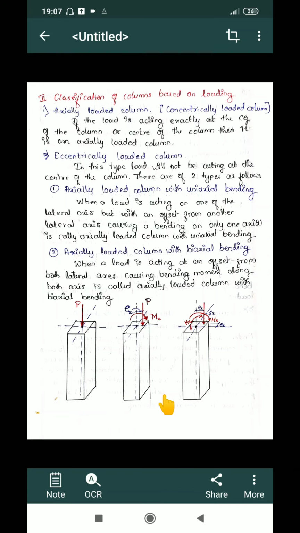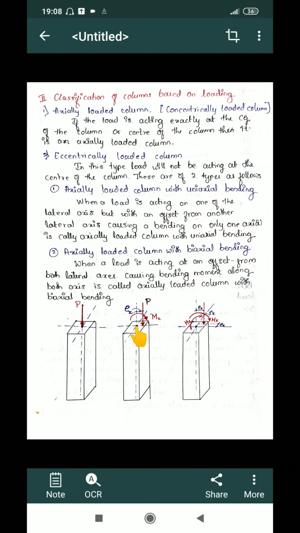Another type of classification is based on the loading condition. First one, axially loaded column or concentrically loaded column, where the load on the column is acting exactly at the center of the column, that is exactly at the origin of all three axes. So if a load is acting exactly at point O, then I can say it is a concentrically loaded or axially loaded column. Another case is eccentrically loaded, where the load will not be acting exactly at point O. Instead, it will have a certain offset.